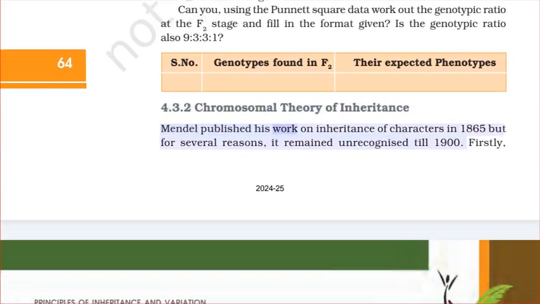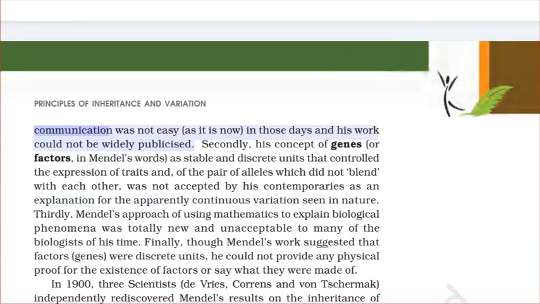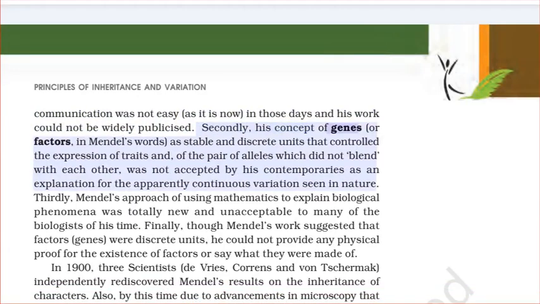Mendel published his work on inheritance of characters in 1865, but for several reasons, it remained unrecognized till 1900s. Firstly, communication was not easy as it is now in those days, and his work could not be widely publicized. Secondly, his concept of genes or factors, in Mendel's words, as stable and discrete units that controlled the expression of traits and of the pair of alleles which did not blend with each other, was not accepted by his contemporaries as an explanation for the apparently continuous variation seen in nature.